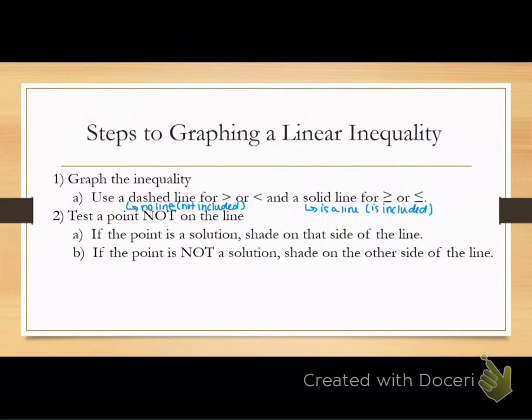Then you're going to use a test point not on the line. If the point is a solution, meaning it is true, you will shade on the side where that point lies. If it is not a solution, meaning it makes the statement false, you're going to shade on the opposite side of the line, because the other side must be true. You're either true or false, there's no in between, and you want to shade on the true side.